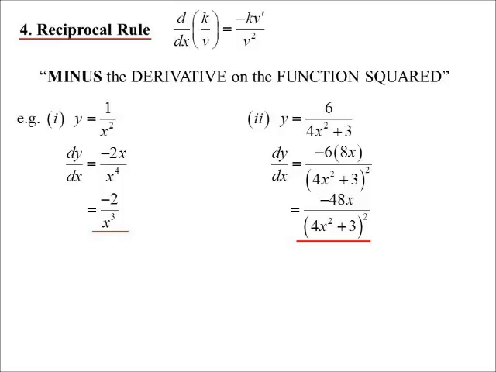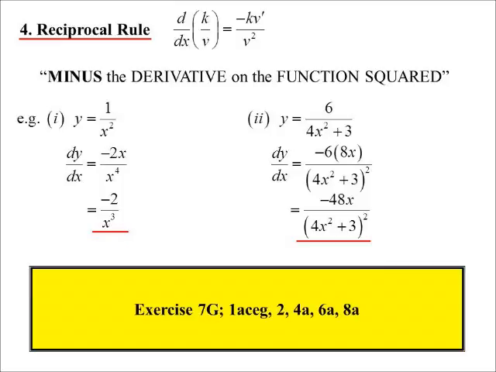So we now have 4 rules. I should be able to pick anyone at any time. I could stop you in the street if I happen to see you and go like this. Quotient rule.